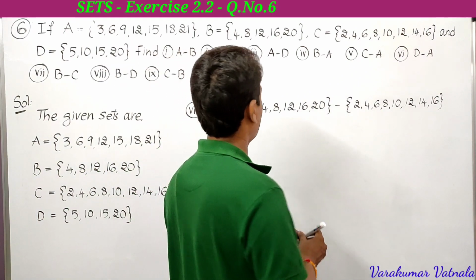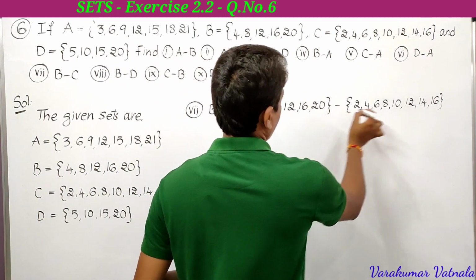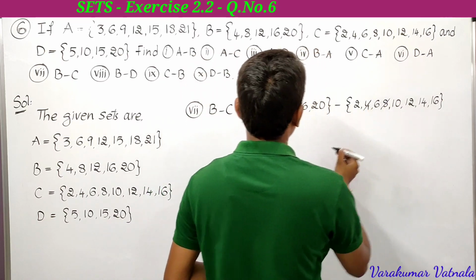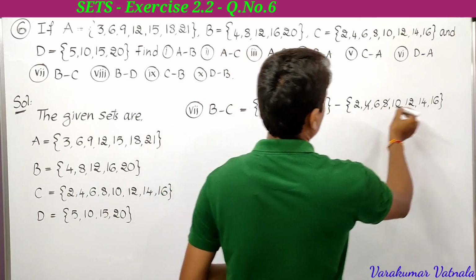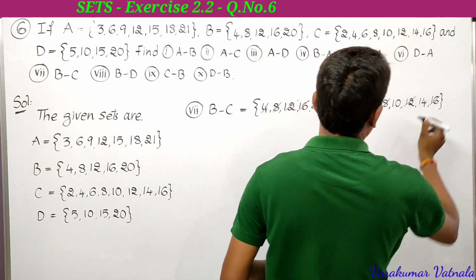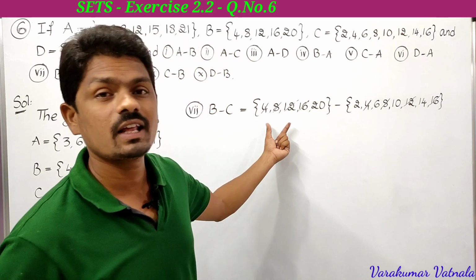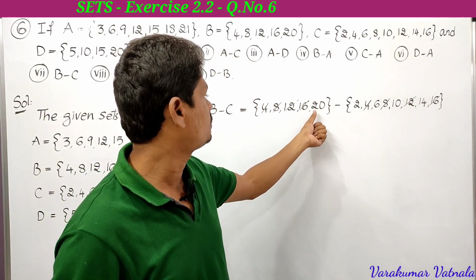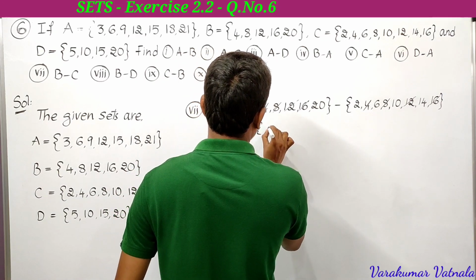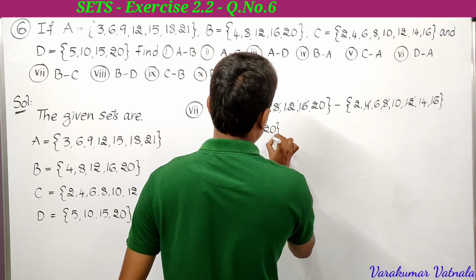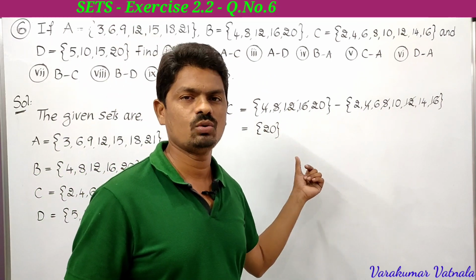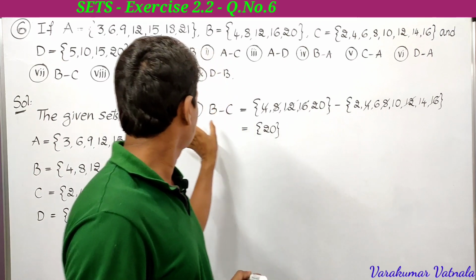So identify the common elements. So here 4 is there and 4 cancel it, 8 is there and here also 8 is there, cancel it, 12 is there, here also 12 is there, cancel it, 16 is there, here also 16 is there, cancel it. So now we have to write the remaining elements in the first set. Only 20 is there, write only 20. So B minus C is equal to 20. So only one element is there. So this is the seventh one.